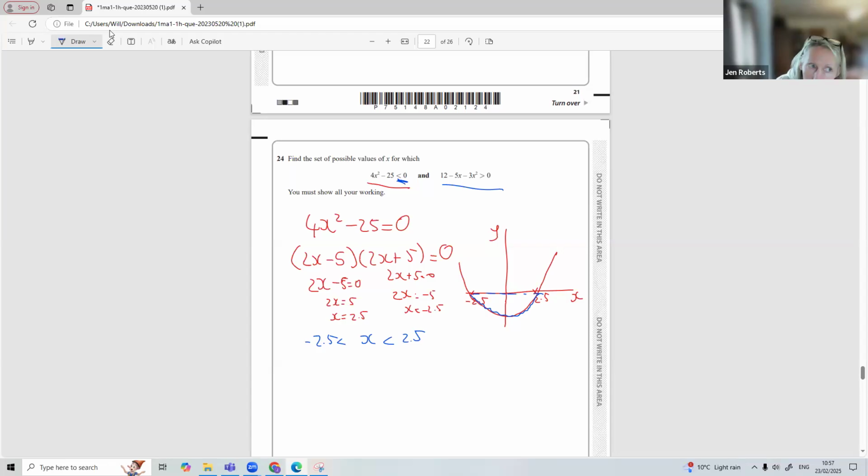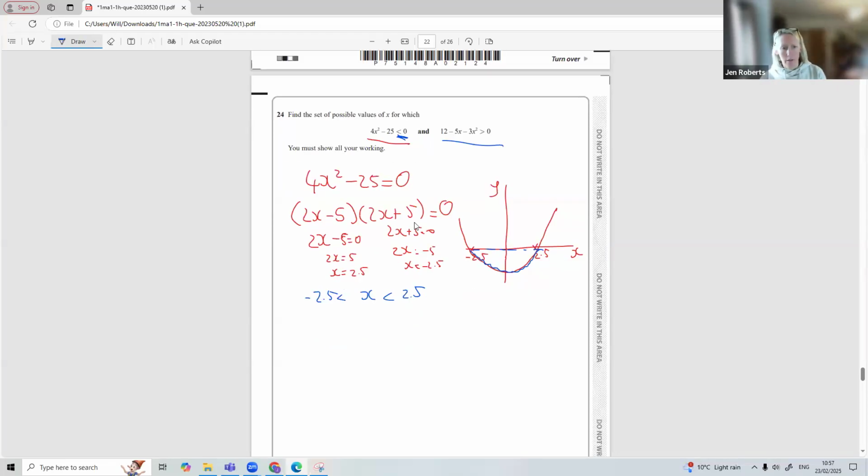Right, I'm going to do the same here. First of all, I'm going to make x the subject. Sorry, no, I'm not. It's quadratic. But I want a positive x squared term. So I'm going to bring everything over to the right-hand side here. I'm going to add 3x squared to both sides, add 5x to both sides, and take 12 from both sides. So you've got 3x squared plus 5x minus 12 is less than 0.